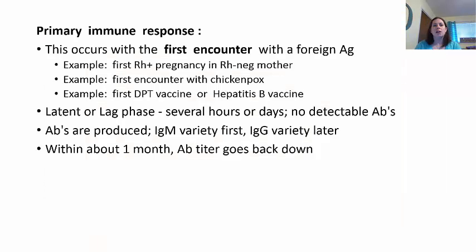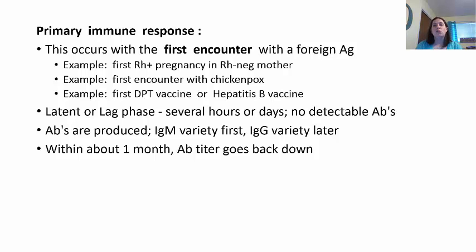All right, so now let's talk about that primary immune response, the first time that you come in contact with the invader. This occurs when you have your first encounter of the foreign invader. One example would be the first Rh positive pregnancy in an Rh negative mom. This is going to be new, the Rh positive blood, when it mixes with the mom's, it's an invader, and so the body's going to notice it as an invader. It could be your first encounter with chickenpox. It could be your first time that you got a vaccination or a shot that helped prevent a disease. All right, these are all examples. It's the first time that your body has seen it.